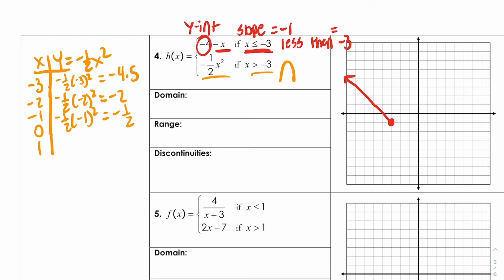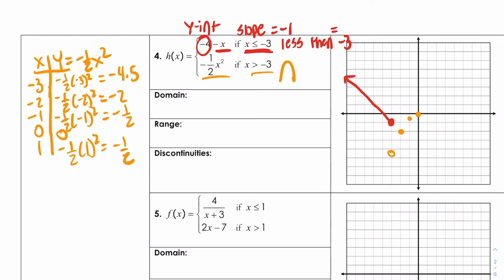-3, -4.5. At this spot, we don't include it, but we just open it up with a circle. After that spot, we have -2, -2. Since this one isn't at the boundary, we can include that number. -1, -1/2. 0 is going to make 0. 1 is -1/2, 1 squared, which is -1/2.